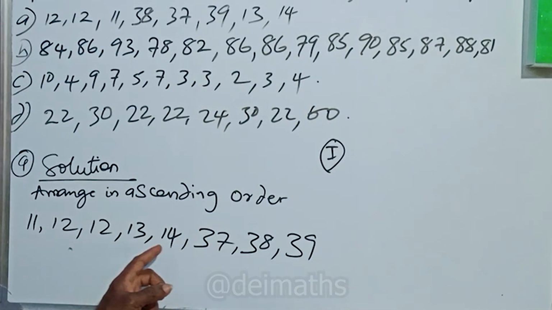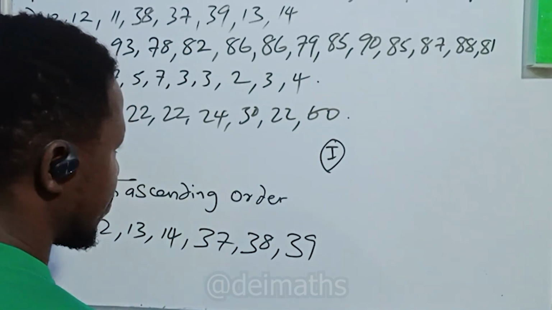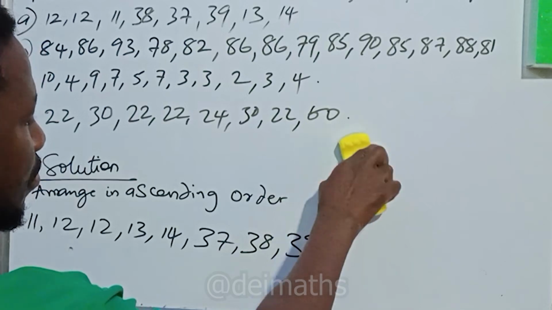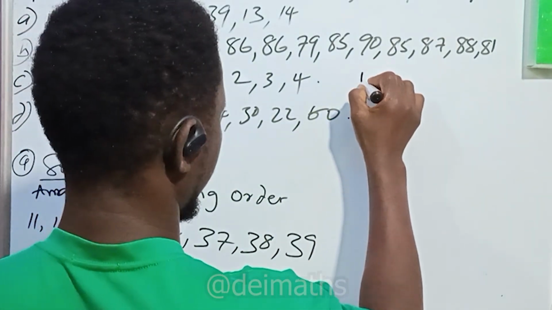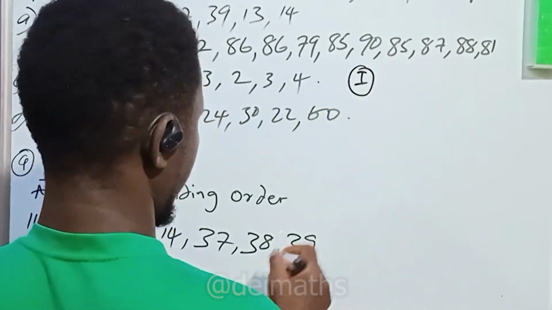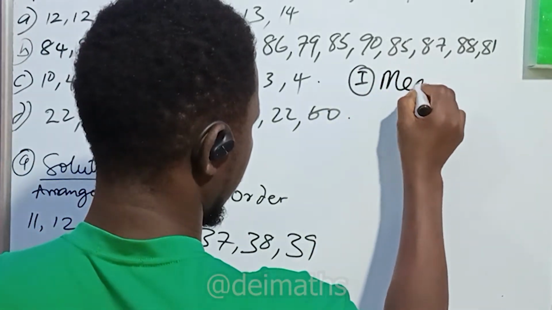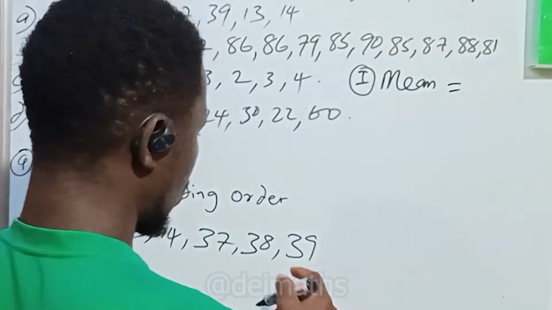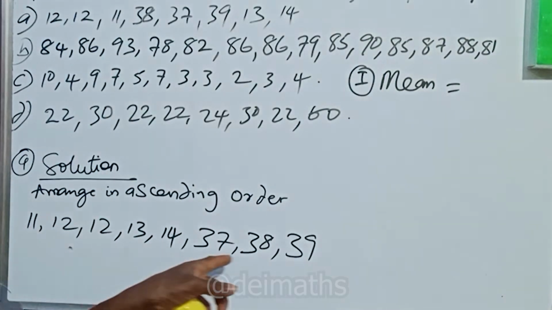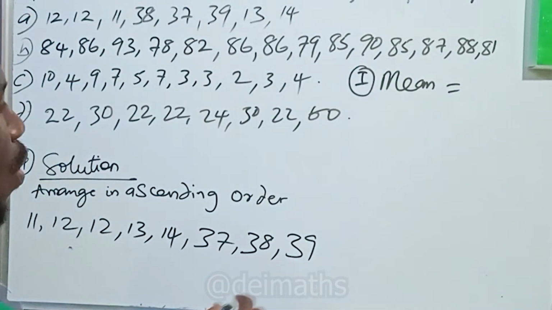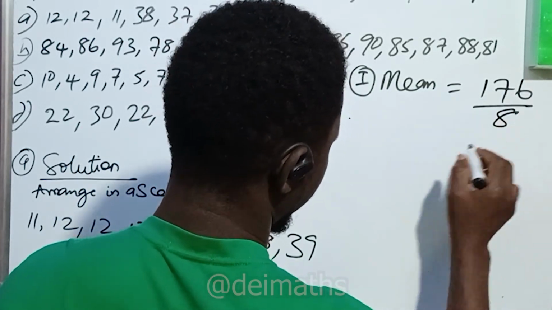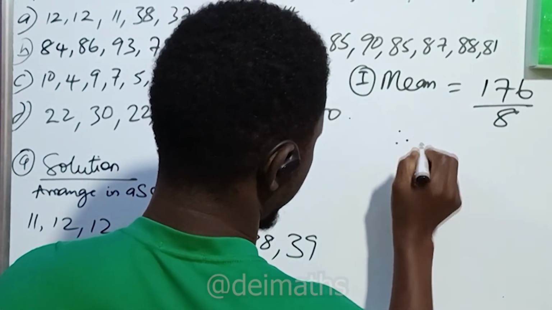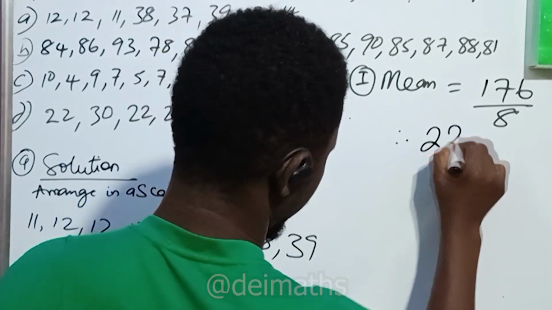After arranging these in ascending order, we find the mean. The mean, that is, the sum over the number of quantity. We sum these up, which will give us 176 all over 8. Mean is equal to 22.